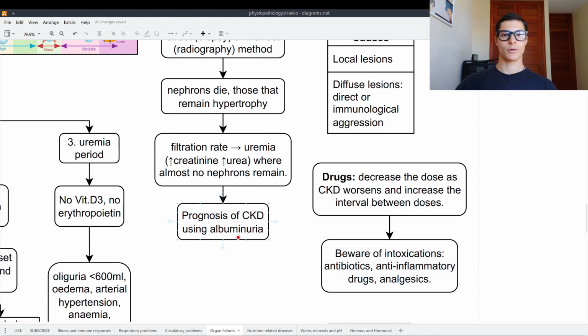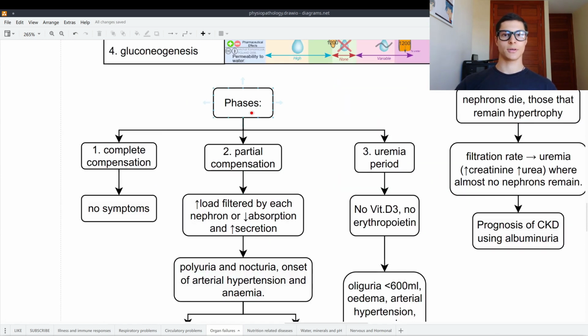The prognosis of the chronic kidney disease is using albuminuria, so how much albumin there is in the urine. The phases of the chronic kidney disease: the first one is the complete compensation, no symptoms.